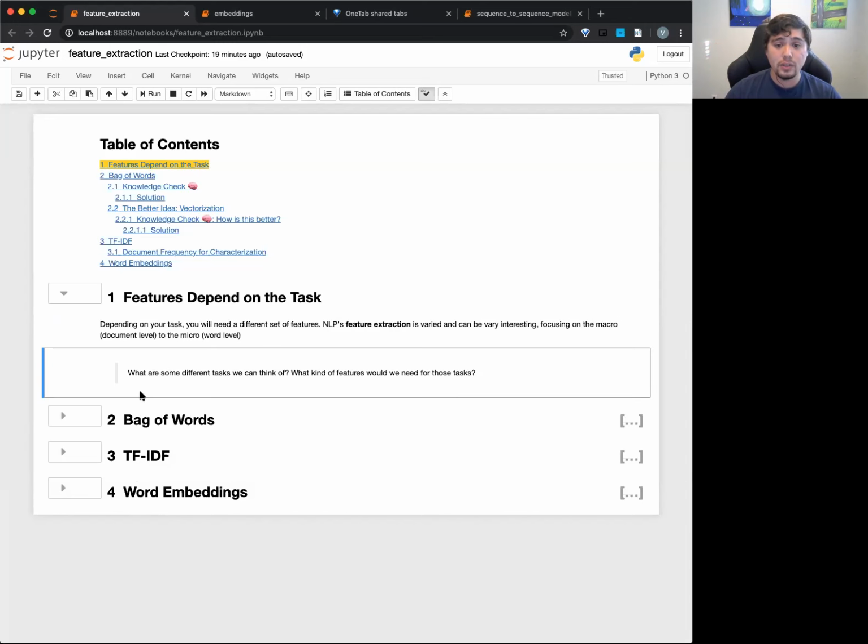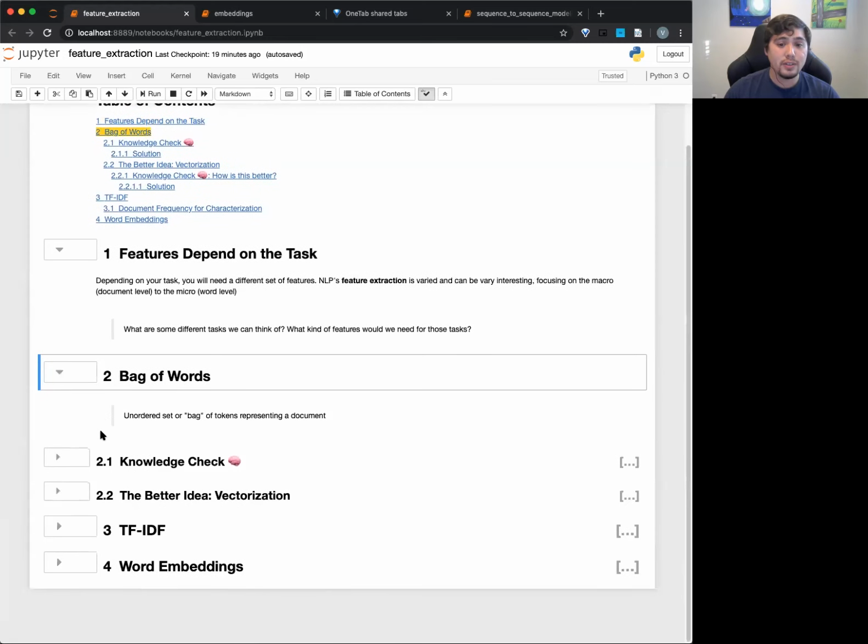Okay, so let's move on to bag of words. This is our first one. When we talk about a bag of words in NLP, we're talking about an unordered set, or a bag of tokens, representing a document. Remember, you can think of tokens as words, but just know that they're not technically words.